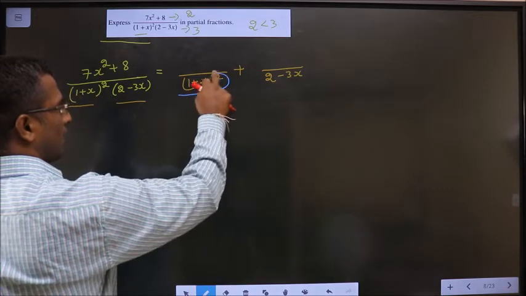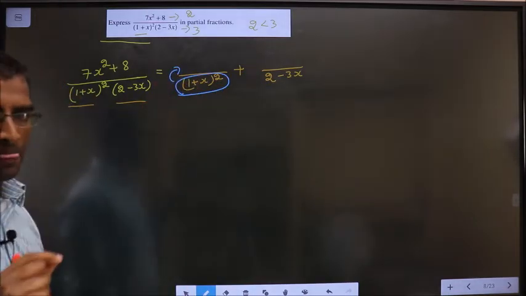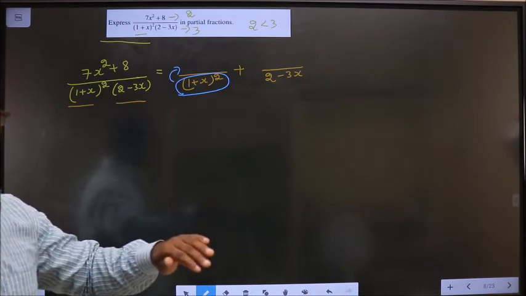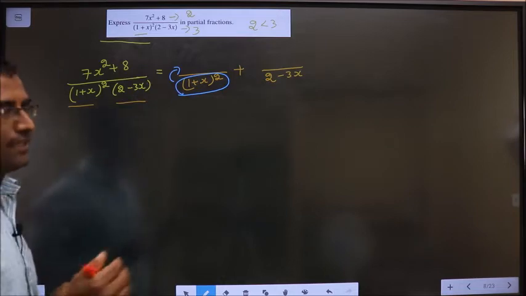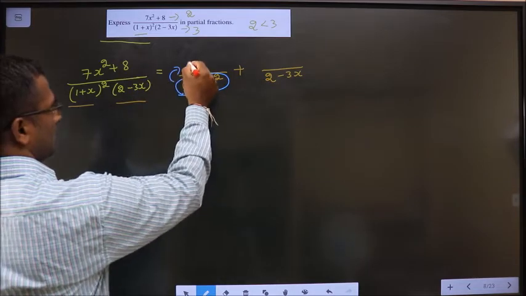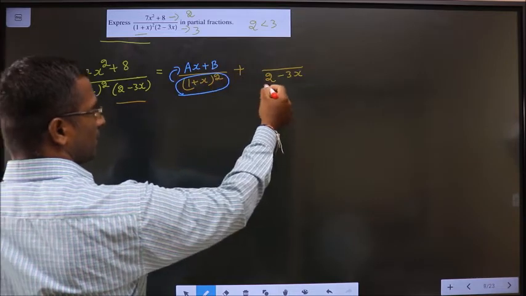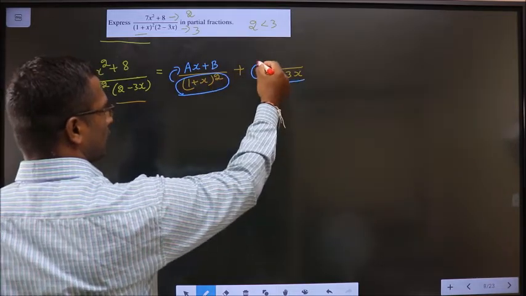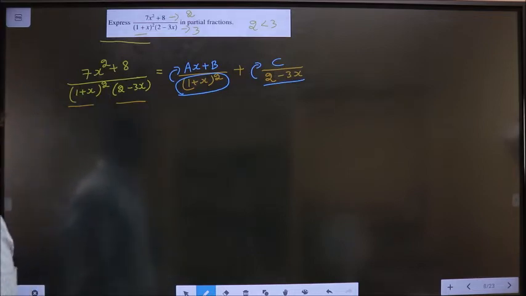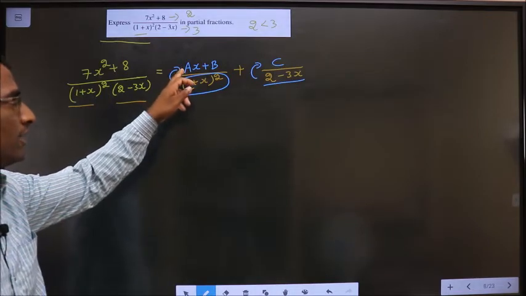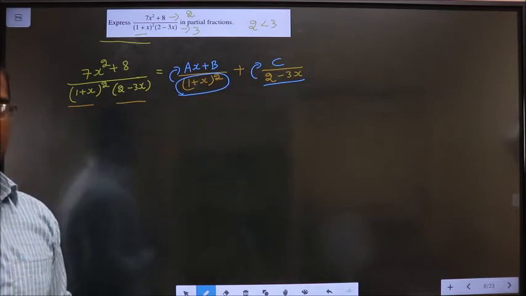This is a quadratic, so the numerator should be linear, one less than the degree of denominator. If this is quadratic, it should be linear. Linear means, let us say ax plus b. Here this is linear, so numerator should be constant, so let us say c. Clear? Now I should find the values for a, b and c and replace them here. That will be the answer.